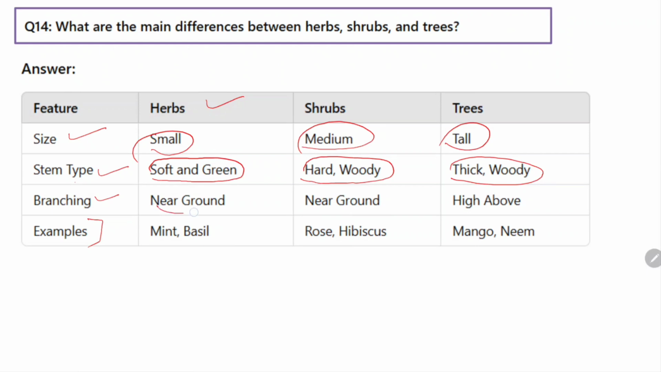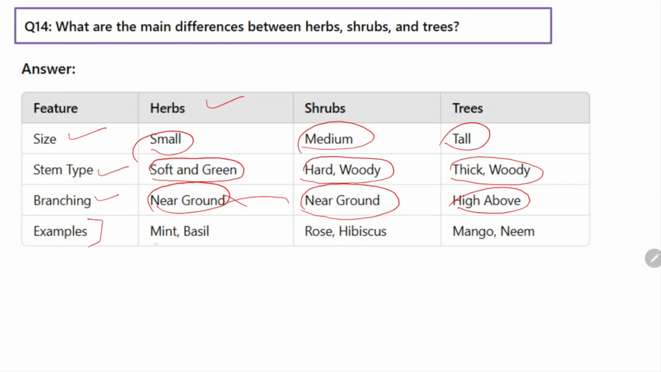And here branching occurs near the ground, from the ground only, we can say. And in case of shrub, it also occurs near the ground, but not as near as in case of herb, okay. And here tree, what will happen again? The trees are high above, okay, their branches are high above.